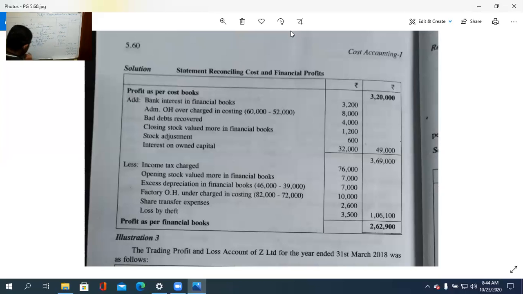So this is the profit as per financial books. If we are taking this as the case, profit as per financial books, these items deducted are to be added there, and the items added are to be deducted there, in order to reach the profit as per the cost books. So this is the case with regard to which one? Statement of profit reconciliation, or profit reconciliation statement. Clear? We will do another problem.